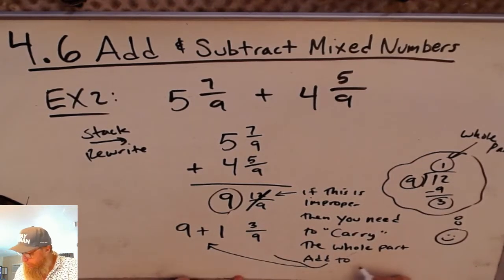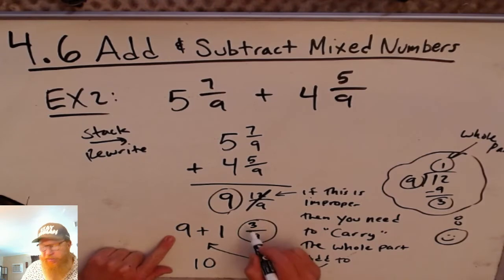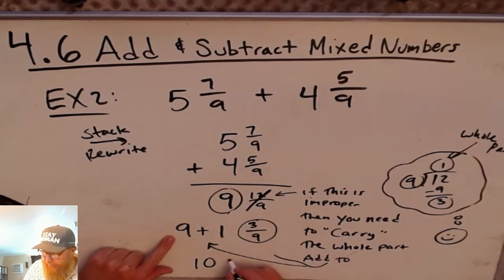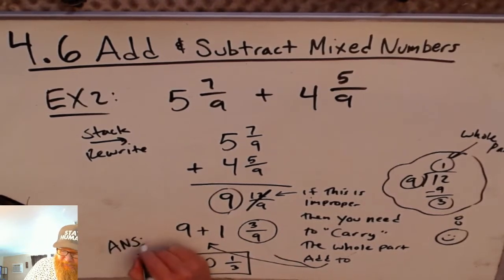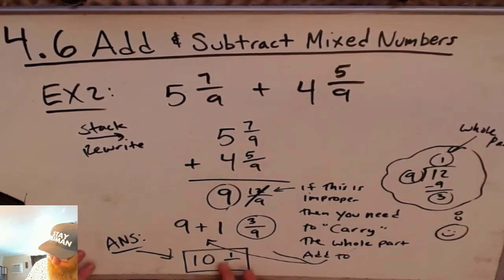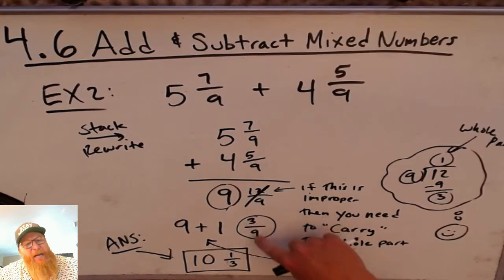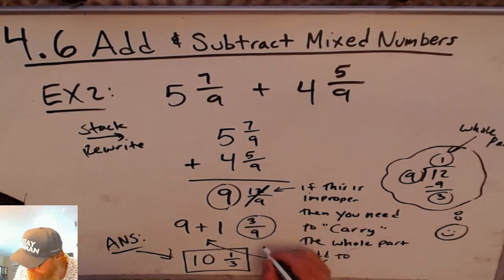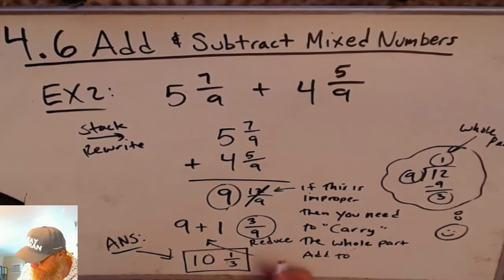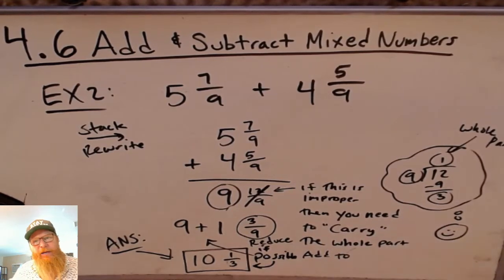All right. And so now you have 10. 9 plus 1 is 10. And then 3 ninths. 3 ninths is 1/3. So the answer is 10 and 1/3. Okay. Now, that's only because 3 and 9 have a common factor, so I was able to reduce it. If you cannot reduce it, I'll just put here in my note, reduce, also known as simplifying, if possible. So I got 10 and 1/3.